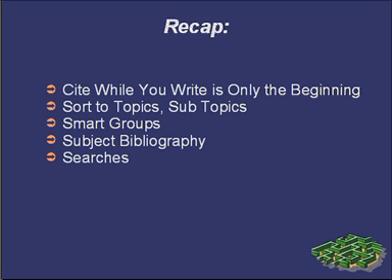All right, let's recap. While Cite While You Write is good, sorting the topics into groups and subgroups is good. Smart groups helps you identify what you have that you may not have. The subject bibliography helps you identify what you have already learned about your topic. This is really key for when you start writing your lit review. And don't forget to use searches.